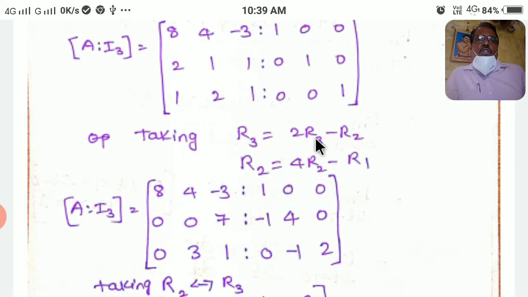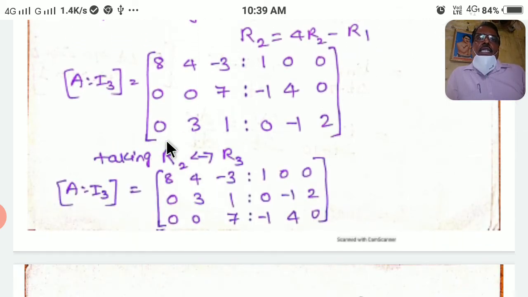In the same way, the elements of R3 can be written using this operation 2R3 minus R2. So this is R3, multiply with 2: 2 into 0 is 0, 0 minus 0 is 0, 2 into 0 is 0, 0 minus 1 is minus 1, 2 into 1 is 2, 2 minus 0 is 2. So like this we operate these two operations.